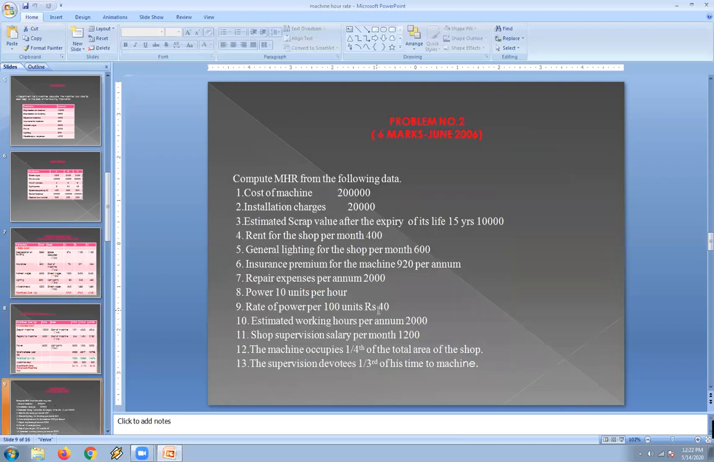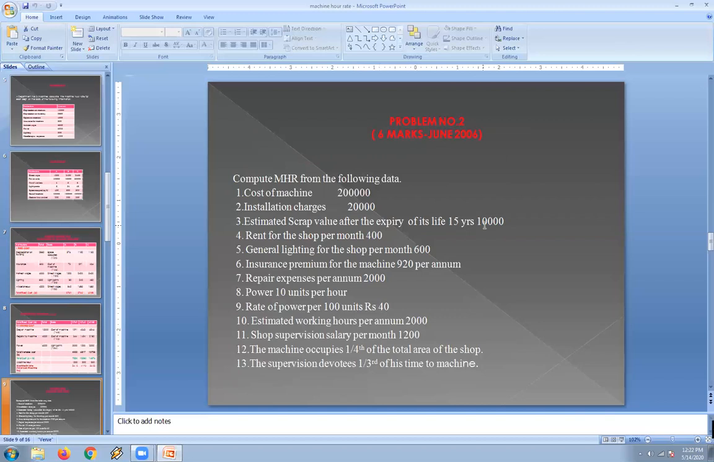So let us go for a certain problem here which was given in June 2006, in section. The cost of the machine is 22 lakhs, the installation charge is 20,000, and the estimated scrap value is also given: the number of years is 15 years, and scrap is 10,000.